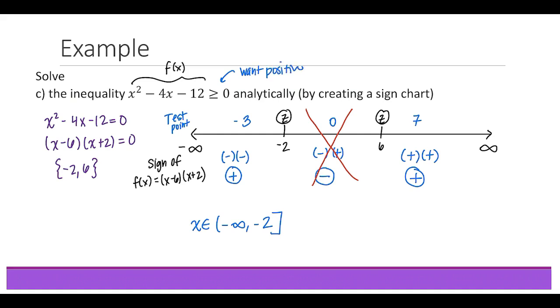So I do want to include the interval from 6 to infinity. 6 was where I was equal to 0, so I want to go ahead and include 6 and go all the way to infinity. And we did do this graphically, so we know that this confirms the same answer.